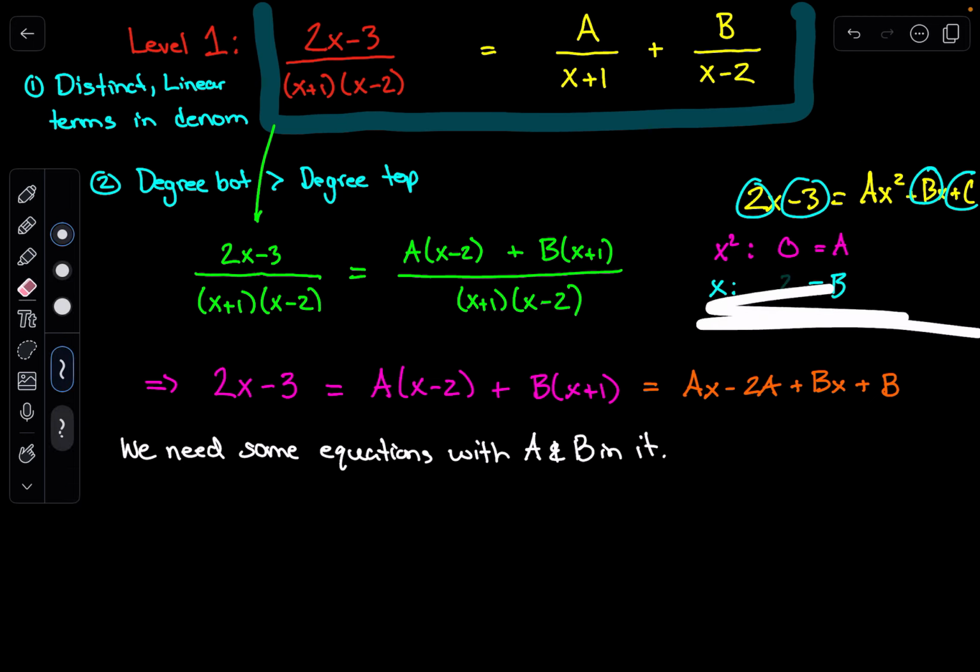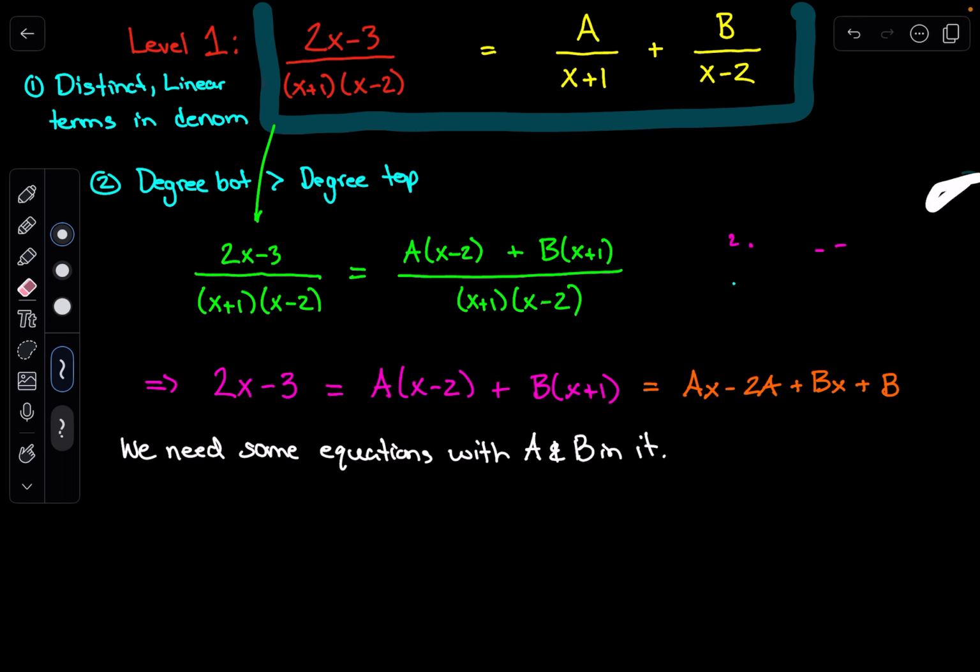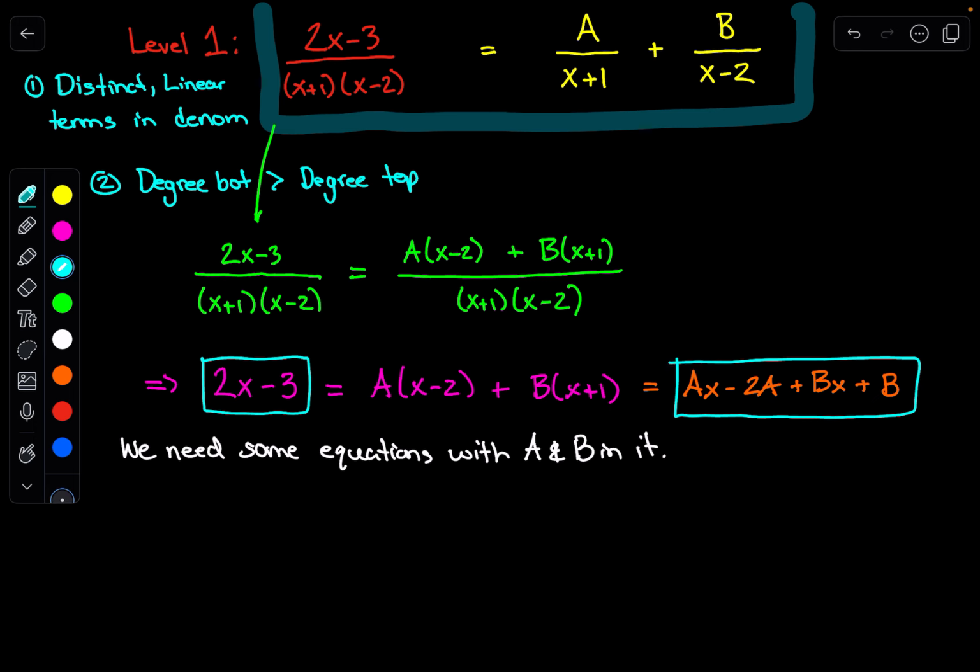So with that out of the way, with this idea out of the way, which is called balancing coefficients, if we do this and we take a very close look at 2x minus 3 and our multiplied out version here, we can create some equations.